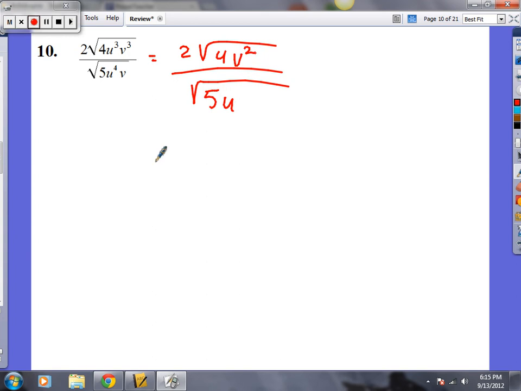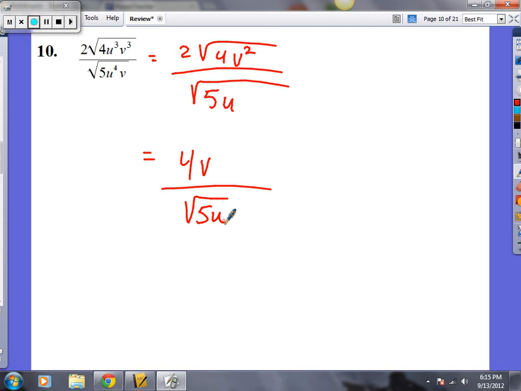Okay, move number 2. On top I can pull some things out. Square root of 4 is 2. And on the outside I already have a 2, so 2 times 2 is 4. And I'm going to pull a v out, so you're going to have 4v. On the bottom nothing can be pulled out, so you got 5u.